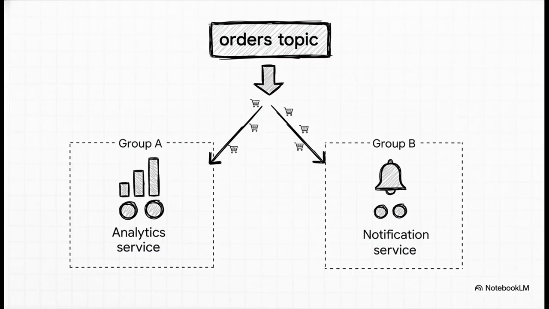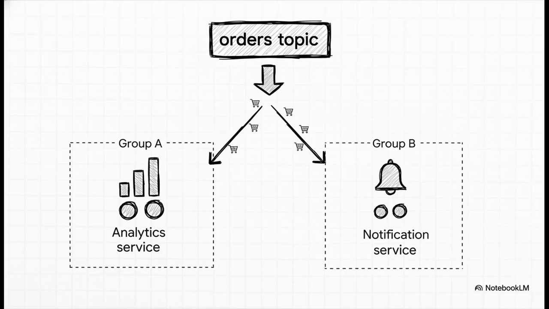And this right here, this is the classic pub-sub pattern in all its glory. You have one orders topic. Your analytics service, in its own group, can consume every single order. And at the exact same time, your notification service with a completely different group ID can also consume every single order. They don't even know the other one exists.